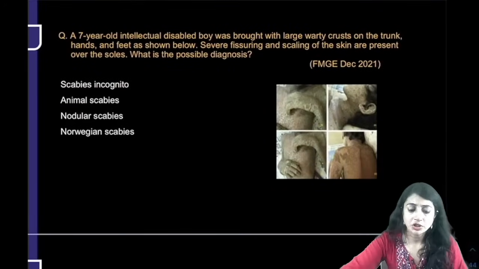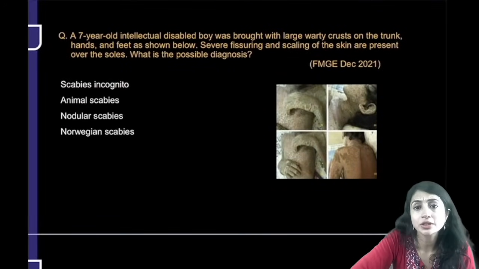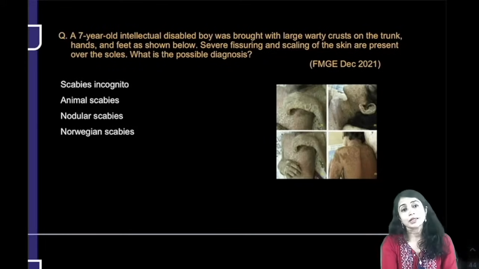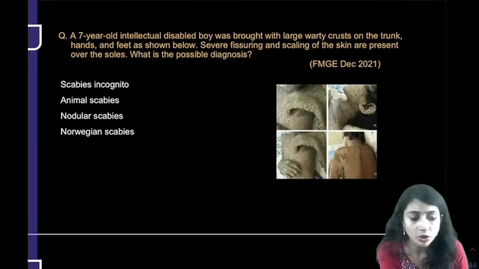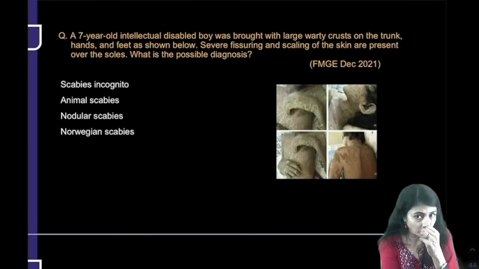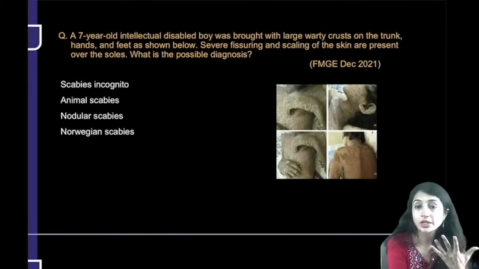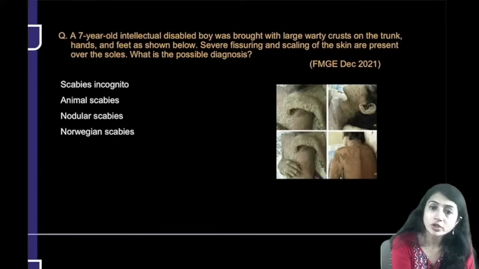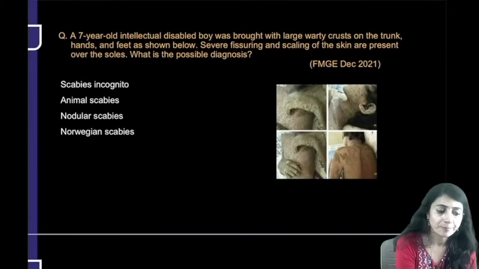Moving to the next question. A 7-year-old intellectually disabled boy was brought with large warty crusts on the trunk, hands, and feet. Severe fissuring and scaling on the skin were present over the soles. What is the possible diagnosis? Looking at the options, we are dealing with scabies. That's not a problem, even if you get confused based on the image and the question. But now the examiner wants to know what type of scabies this is.